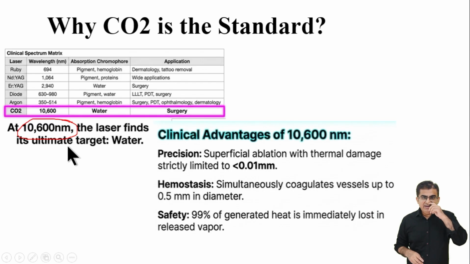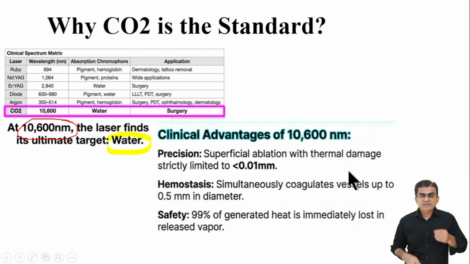At this exact wavelength, the ultimate target for the laser surgery is simply water. Human laryngeal mucosa and the vocalis muscle are naturally made up of up to 90% water. When the laser beam hits the tissue, this intracellular water instantly boils and turns into steam. This rapid vaporization gives us three massive clinical advantages.